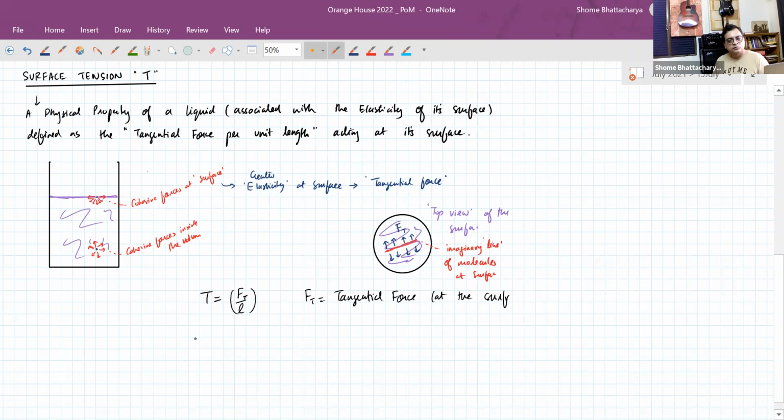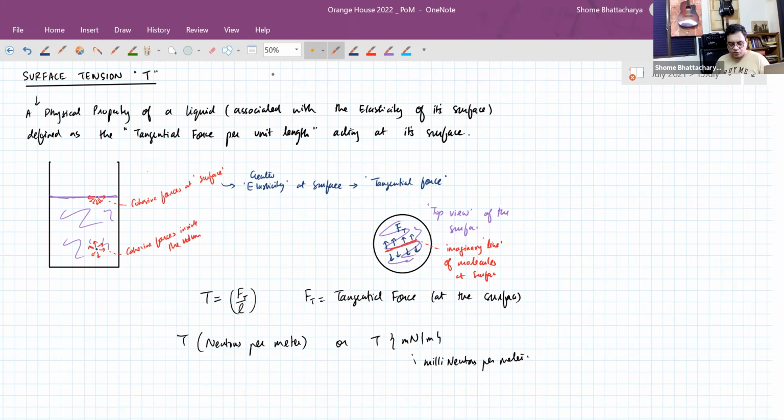Okay. So surface tension is measured in newtons per meter, or a more common unit of it is millinewtons per meter. So this is one way to define surface tension as a physical property of a given fluid. Okay, there is another way to associate it also. We'll talk about that. That has to do with energy, but this is the definition to do with force.